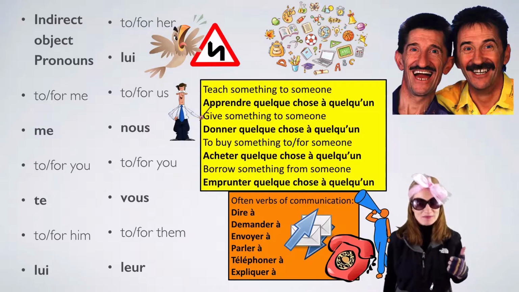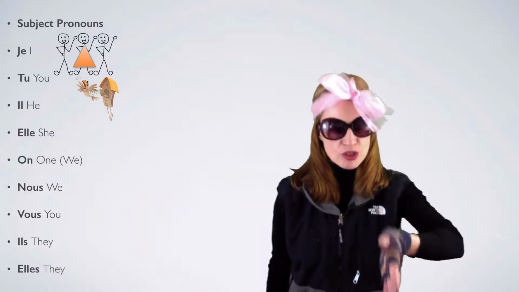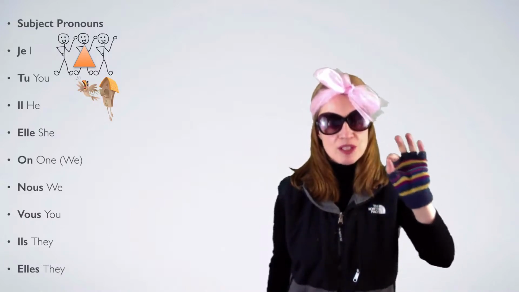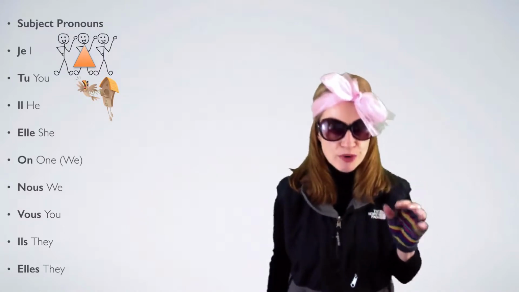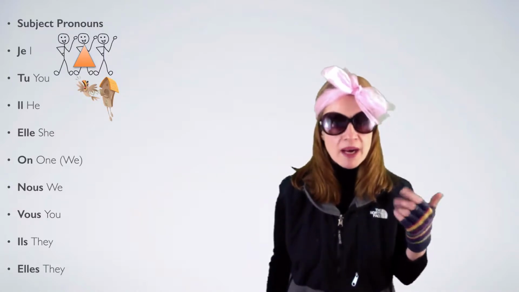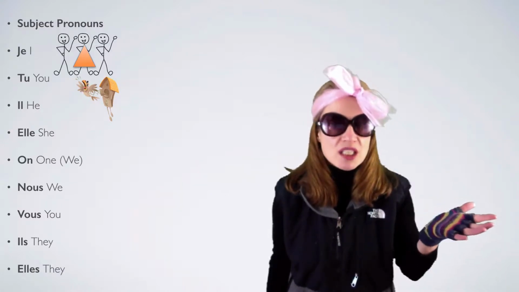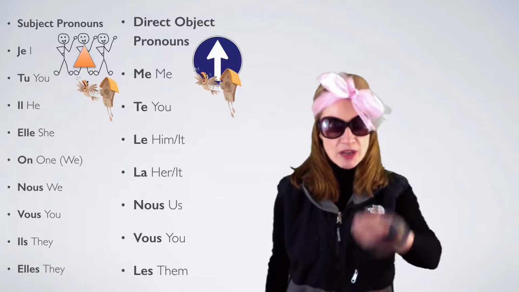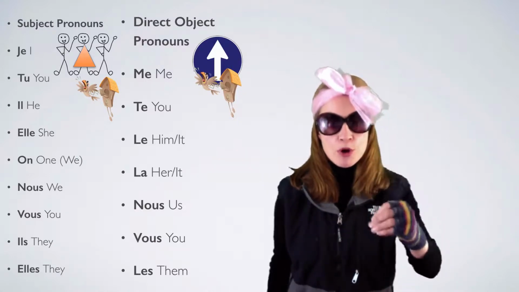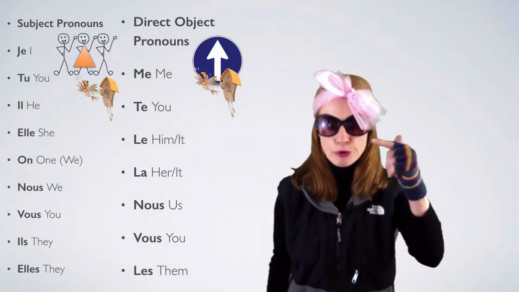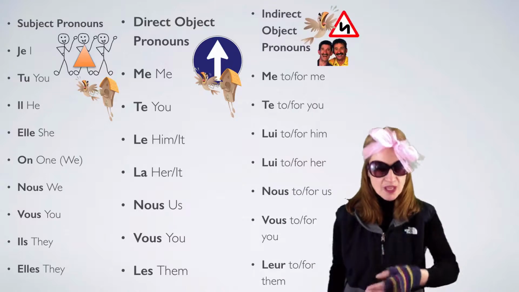Lui, leur. Okay, so our list now looks like subject pronouns, the doers of the action. Je, tu, il, elle, on, nous, vous, il, elle. These are sometimes called personal pronouns in the grammar books, but I like to use the word subject because il and elle could be an object. Okay, direct object pronouns. Objects are directly affected by the verb. Me, te, le. They rhyme, don't they? Me, te, le. La, nous, vous, les. Direct, we've got direct arrow.